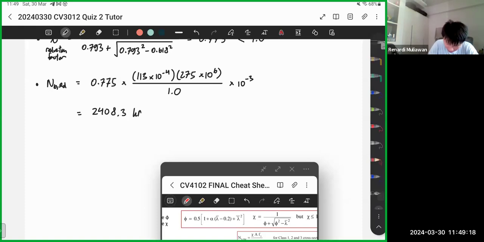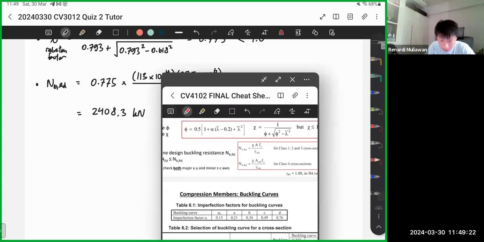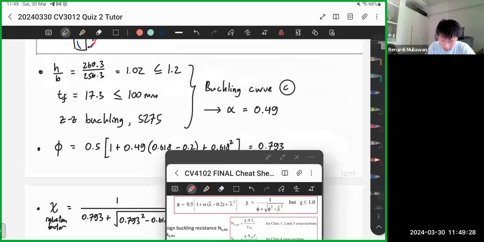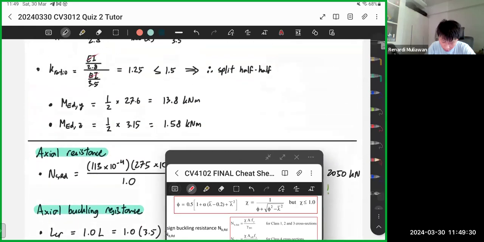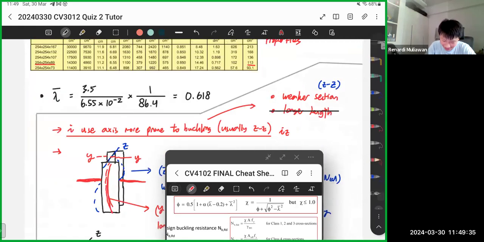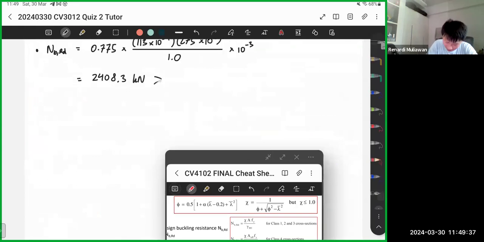2408.3 kilonewtons. Correct me if I'm wrong. Let me check once more. Yeah, looks correct. What's the NED just now? Oh, 2050. So barely, so bigger than 2050. Okay, it's a long track.